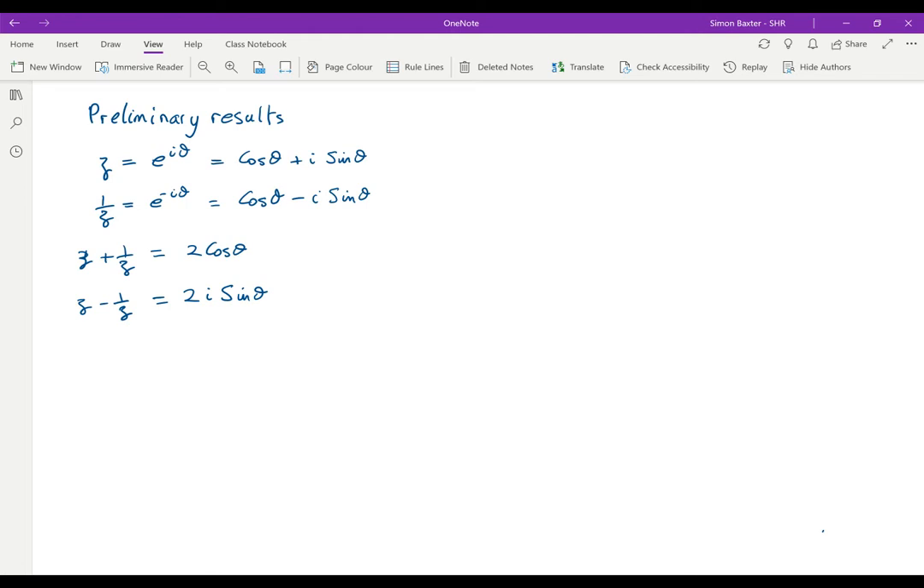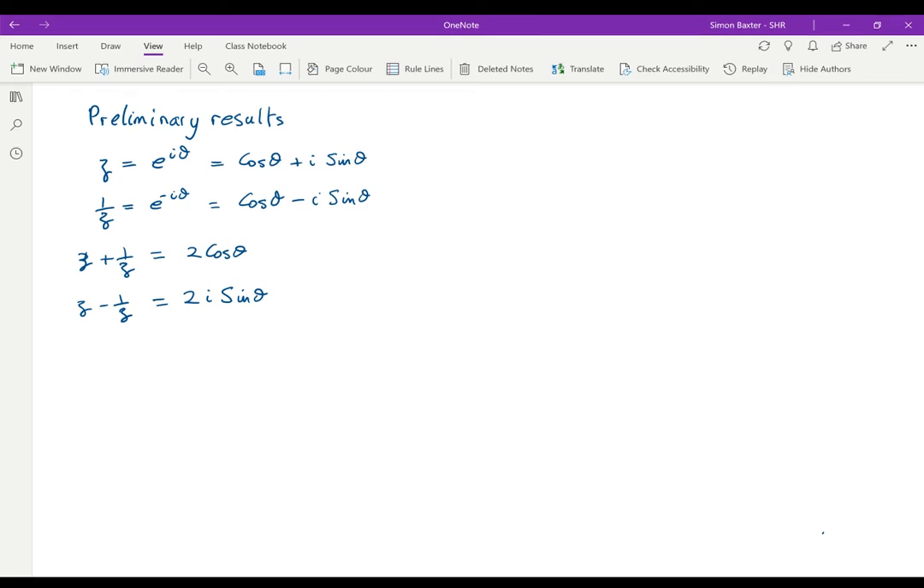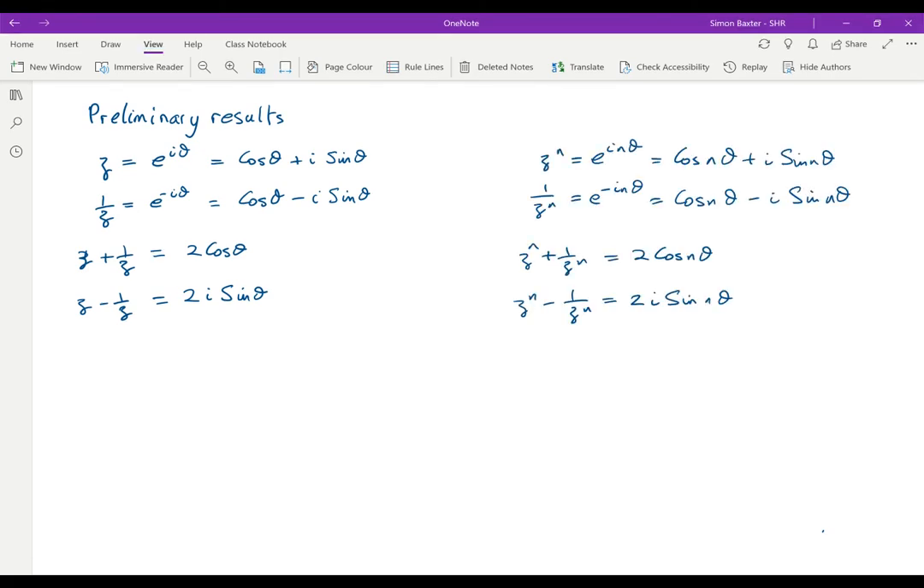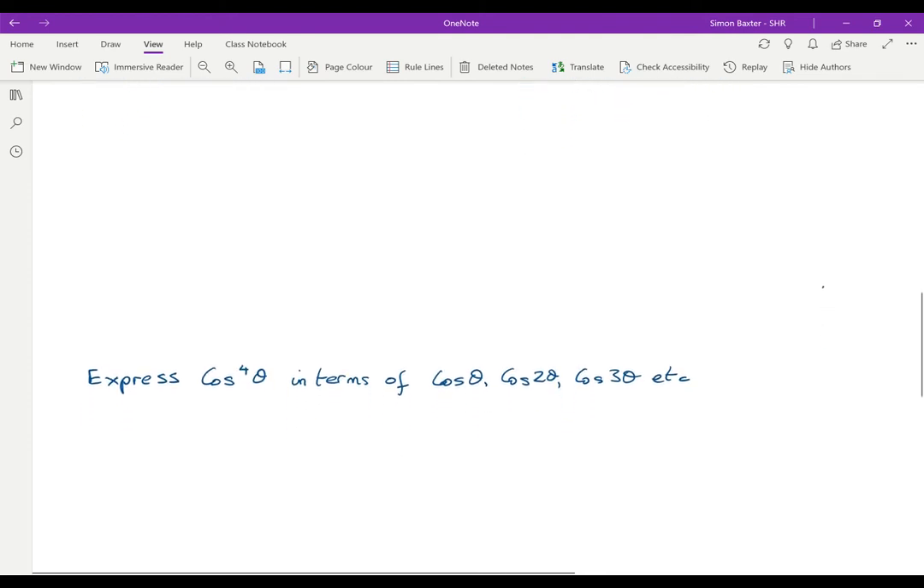We get exactly similar results if we deal with z to the n and 1 over z to the n. And I've written those down just up here for you. Same thing, z to the n, e to the i n theta, cos plus sine. So it's exactly the same as over there, but with an n in. We will need both sides of this. Okay, let's move on and have a look at this.